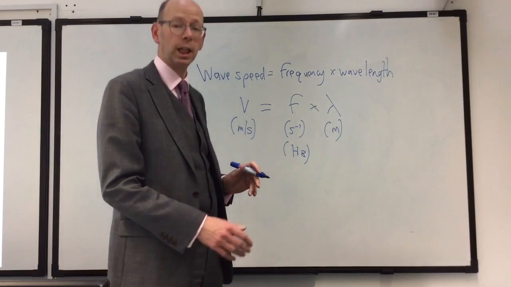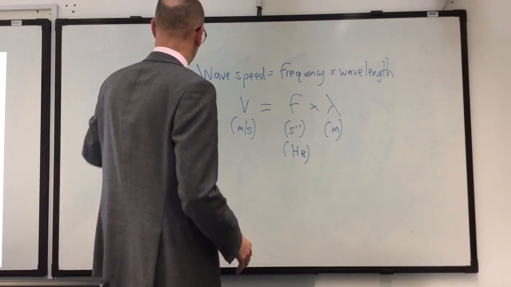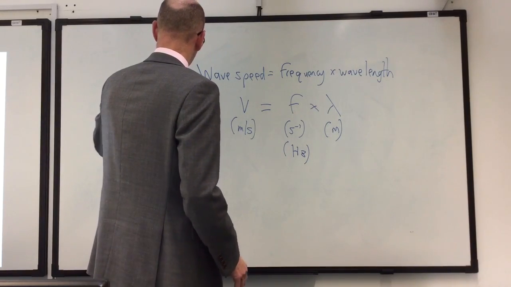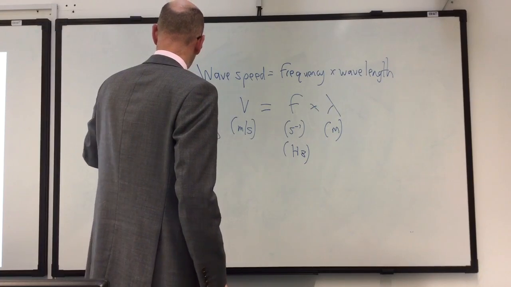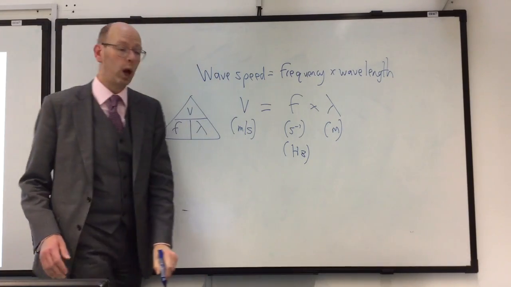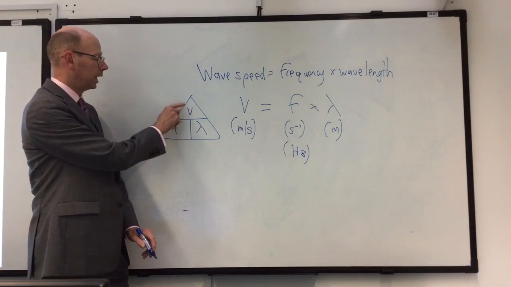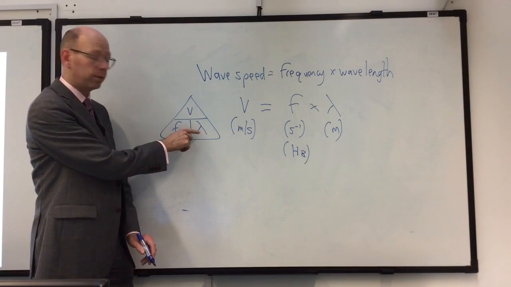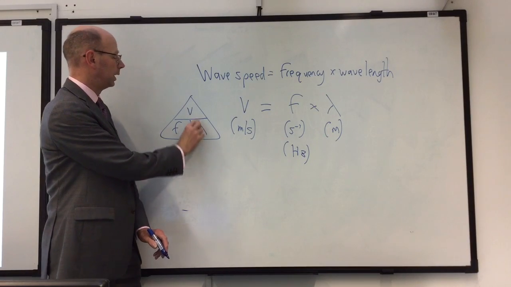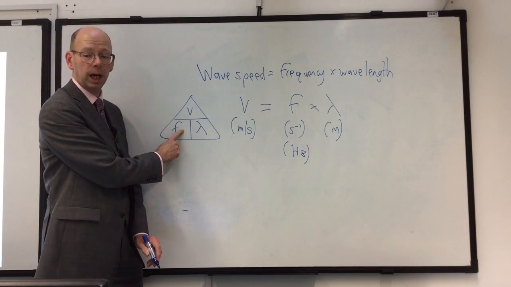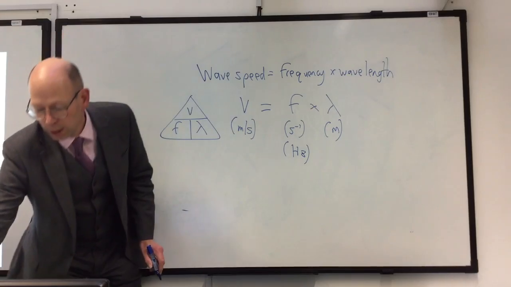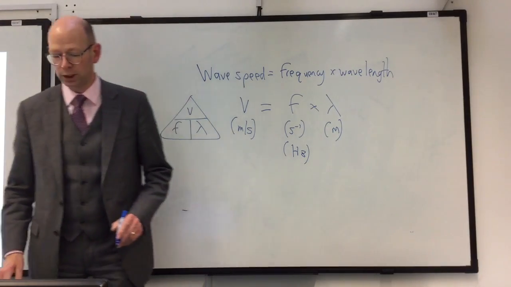If you're the sort of person that likes triangles, then we've got a triangle for you here. The wave speed is equal to the frequency multiplied by the wavelength, V equals F times lambda. So frequency is wave speed divided by wavelength, and wavelength is speed divided by frequency. So let's have a go at a question.